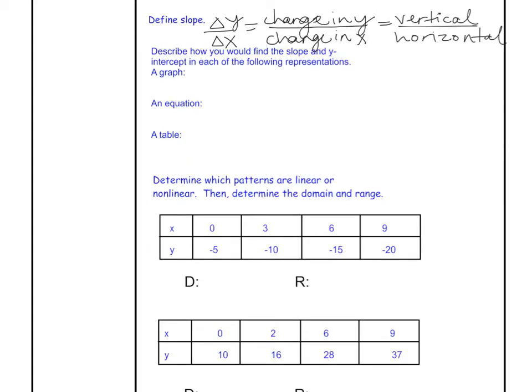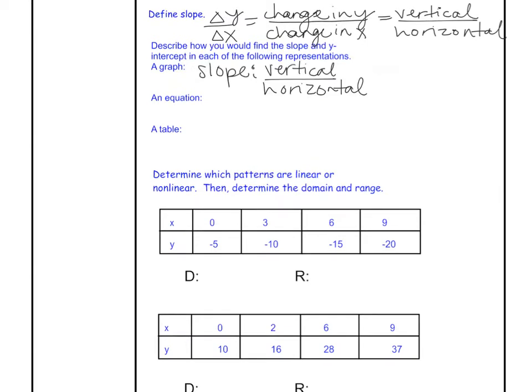Next, we'll describe how we're going to find slope and y-intercept in each of the following representations. We'll start with slope for a graph. To find slope on a graph, we'll make a slope triangle between 2 points, and then we'll do our vertical change over our horizontal change as a fraction, so we'll have to count the squares there. Now for our y-intercept. For a graph, we find our y-intercept where the line crosses the y-axis, which is our vertical axis. We're going to move on to equations.